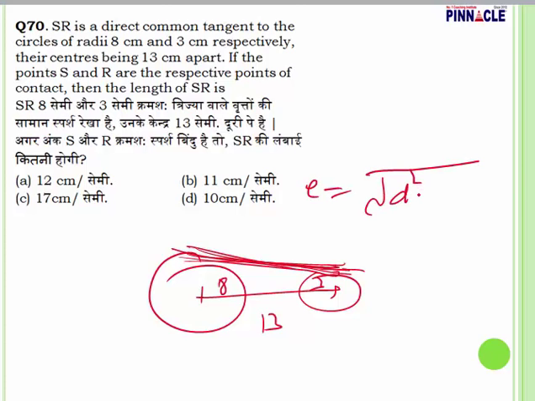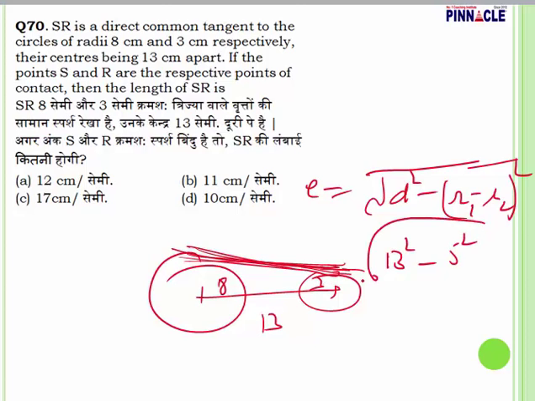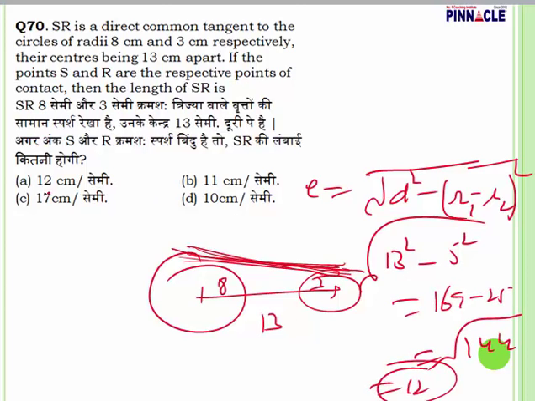So length is equal to square root of D square minus (R1 minus R2) square. So D square is 13 square minus (8 minus 3), that is 5 square, which equals 169 minus 25, that is 144, root of which is equal to 12. 12 should be the answer. One question you will find in the real exam on this pattern.